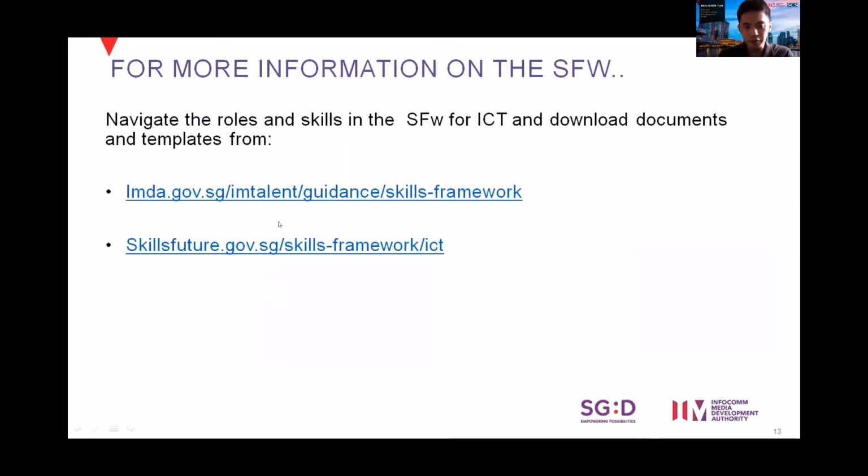So if you're interested to find out more information and details on the skills framework, you can refer to either IMDA's or SkillsFuture Singapore's web pages, where you can download more detailed documents on the specific roles and skills in the skills framework. Or alternatively, you can just do a Google search. Just type in skills framework ICT and you'll be able to see the links below as part of the search results. And from there, I hope you will find the skills framework useful, as well as have a better idea of how to use it in the future.